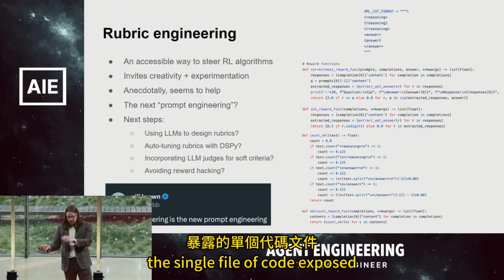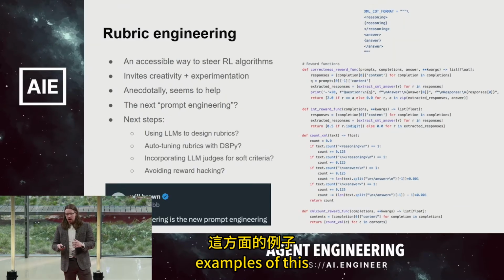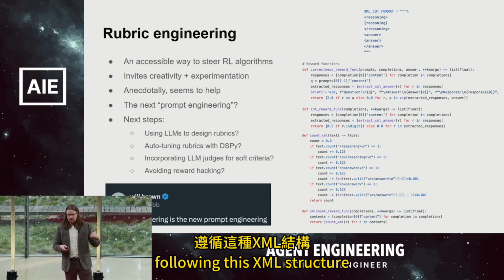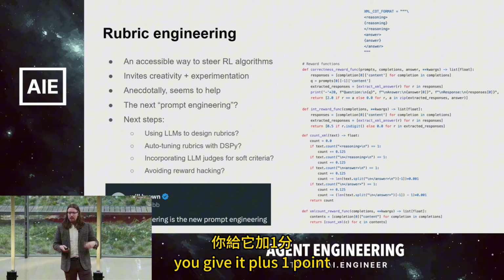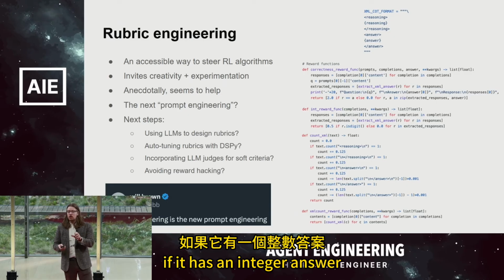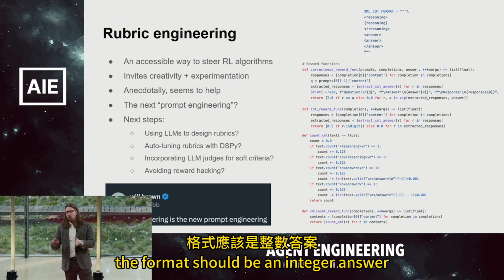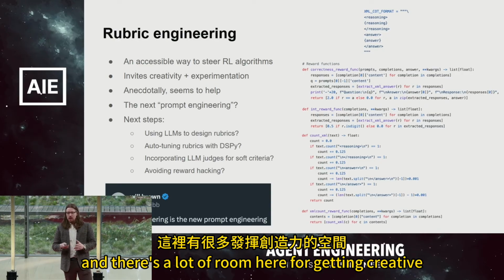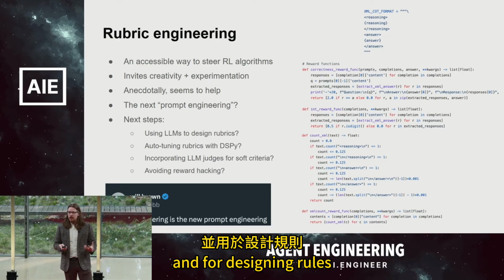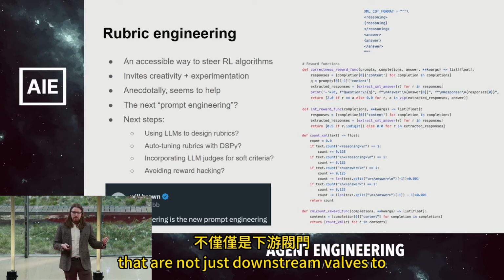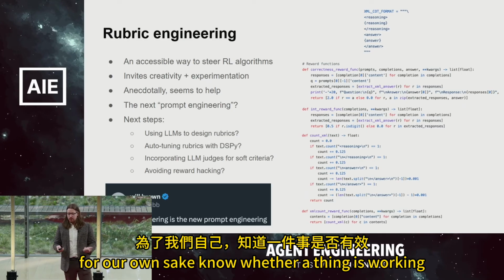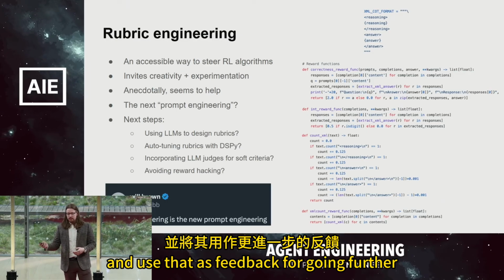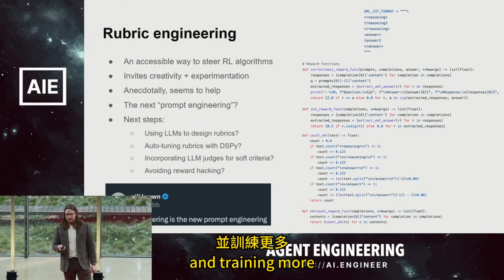And so I think the single file of code exposed examples of this where you can give the model points for things like following this XML structure. Like if it gets a certain tag right, you give it +1 point. If it has an integer answer that's still the wrong answer, but it's learned that the format should be an integer answer, get some points for that. And there's a lot of room here for getting creative and for designing rules that are not just downstream evals to, for our own sake, know whether a thing is working, but to allow the model itself to know whether it's working, and use that as feedback for going further and training more.